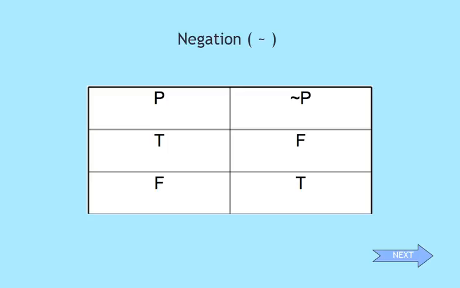The last one will be negation. If P is positive in this case, to get the negative of P, you will just need to add a negative symbol before P. And if P is true, then negative P is false. If P is false, negative P will be true.